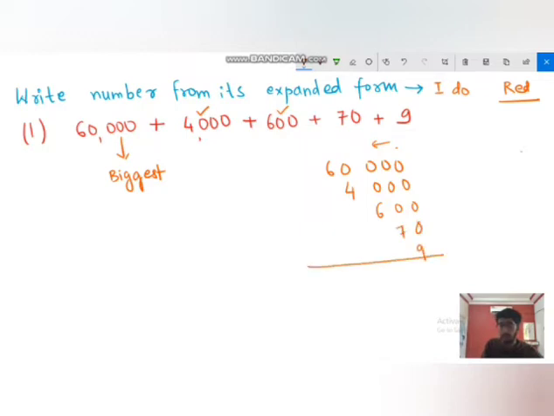What you are going to do is you just have to add all of these. So in the units place we will get 9, then we get 7, then we get 6, then we get 4, then we get 6 again. So the number is 64,679. Again I would like you to pause for 2 seconds and analyze this.